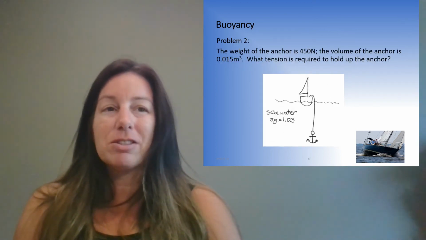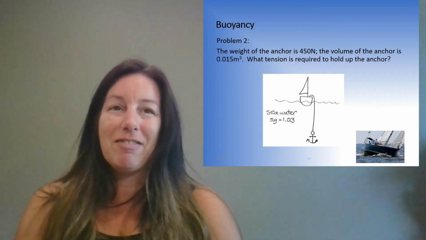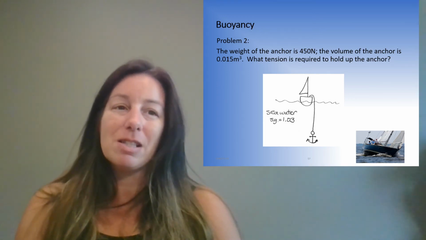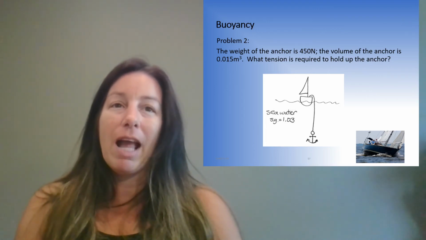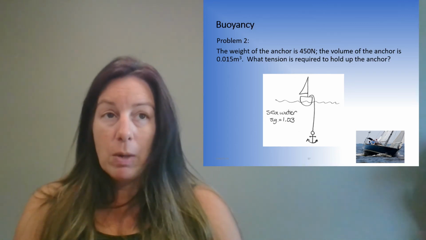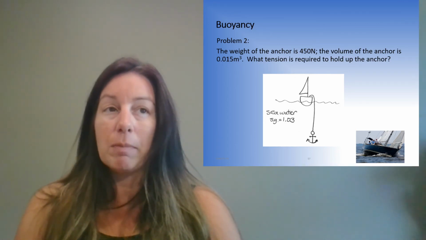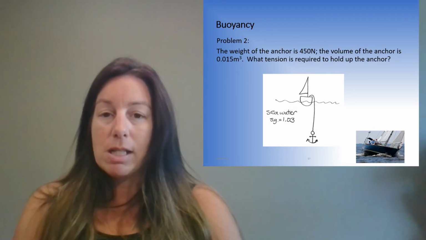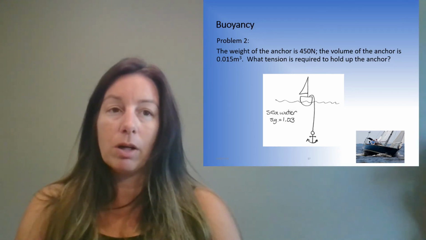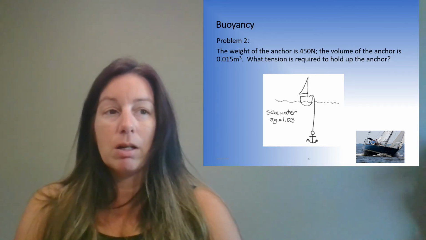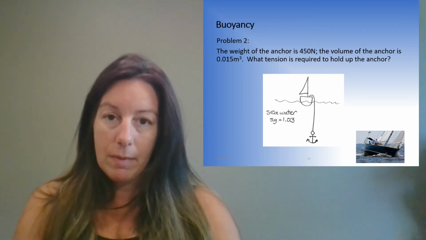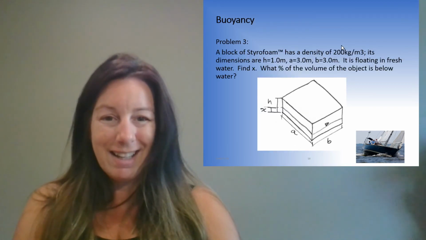So here's another one to try. It's a boat with an anchor. I love these little doodles, they're fun. So the weight of the anchor is 450 newtons. Holy moly. The volume of the anchor is 0.015 meters cubed. What tension is required to hold up the anchor? So it's not resting on the floor, it's just hanging out in the water column somewhere. And this happens to be seawater, okay? So you've got to figure out that force that's going up. Give it a try. We'll do it on Wednesday.